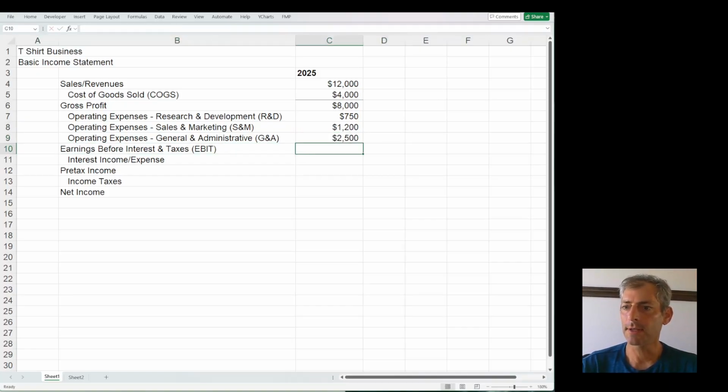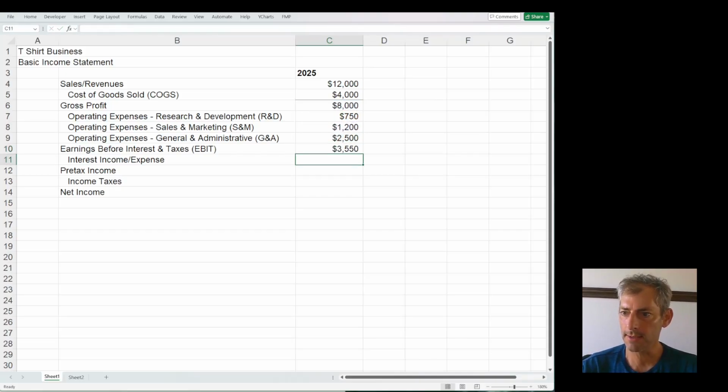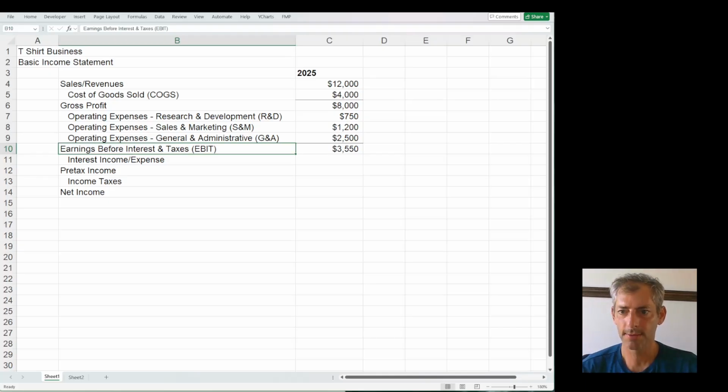Okay, what that's going to do is I have my gross profit, and I'm going to be able to subtract all the operating expenses. So minus this, and minus this. And that gets me, in this example, 3,550. That is called the earnings before interest and taxes. So basically, operating the business, they're making about $3,500 in the year of 2025.